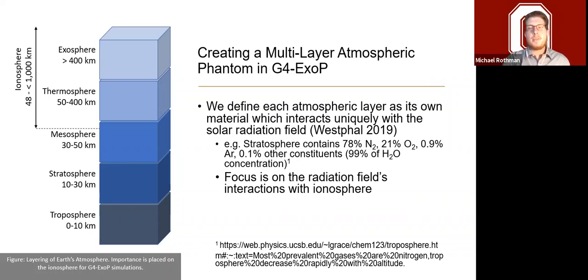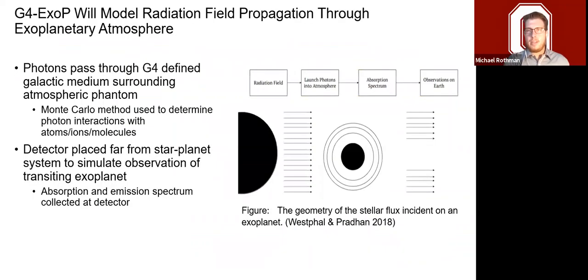Now let's step from atmosphere building to system geometry. We see on the right a diagram of the system geometry. The imported radiation field, shown as a large number of arrows here, is launched through a galactic medium composed of hydrogen. The photons are incident upon the multi-layered phantom, passing through the atmosphere and interacting with it. This is the most important part, as the absorption spectra are generated in this step.